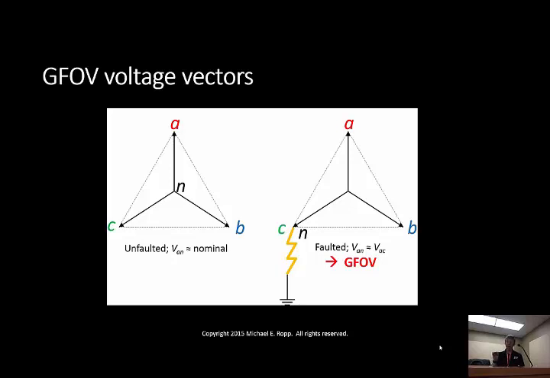Now move to the plot on the right. I'm going to take phase C and fault it to ground. And for right now, let's just assume a bolted fault, 0 impedance. So the voltage on phase C becomes the ground voltage. The neutral was already multi-grounded, so the neutral and phase C end up at the same voltage.